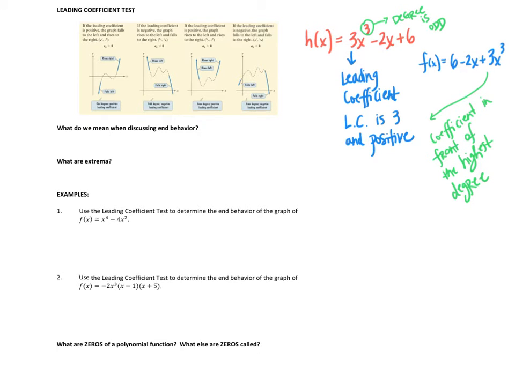If you think about even your parent functions, so for instance, let's just take f of x equals x to the third. This is your parent function. The leading coefficient is 1, which is positive. If you think about what that graph looks like, we can talk about the end behavior. And when we say what is the end behavior, it's the behavior on the ends of the graph, okay? So how does the end or the ends of the graph behave?